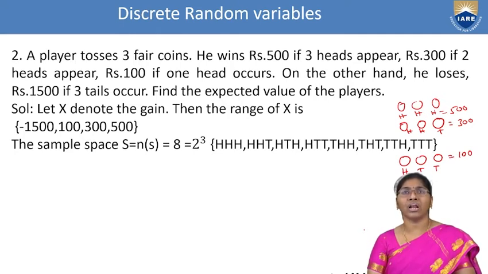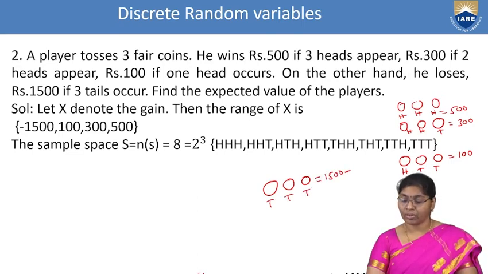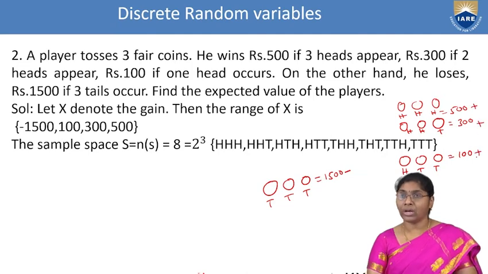Next, the final one. He loses 1500 rupees if 3 tails occur. If all are tails and no head appeared, then he lost 1500 rupees. That is minus. These others are profit. Here minus 1500 means it is a loss. He lost 1500 rupees.